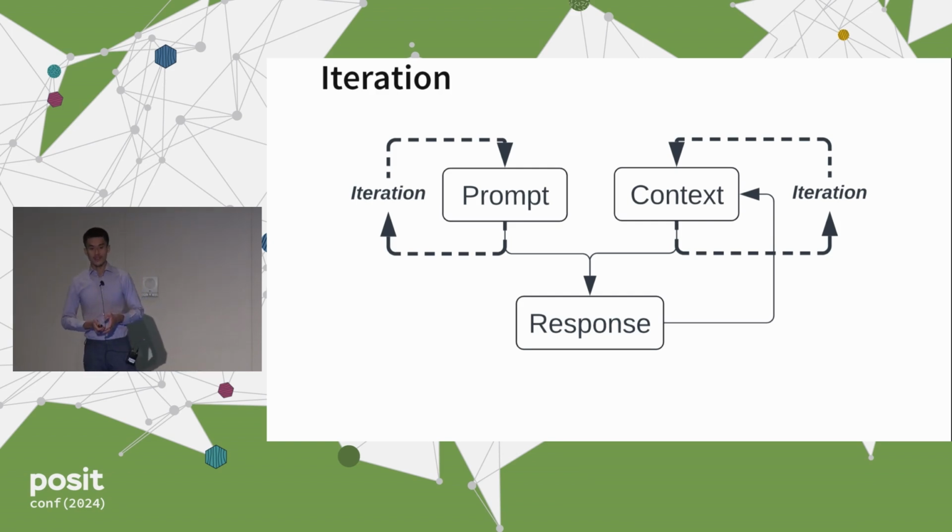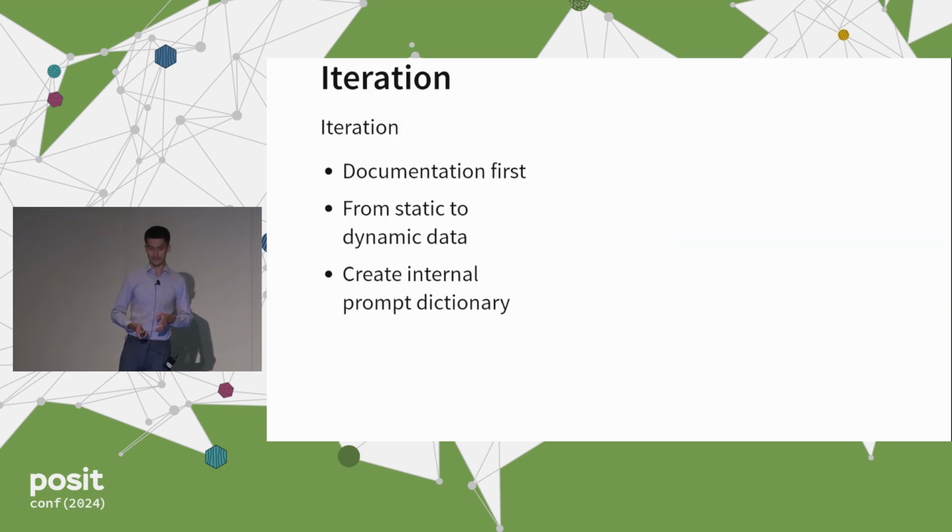Okay, the last part of this basic workflow is iteration. Iteration is the continuous improvement of your prompt or your context in order to improve the quality of your response. So the use of Copilot is not a one-time thing. You gradually improve your prompt and your response. I have 3 ideas to share with you when it comes to iteration. Number one, you do documentation first to enrich your context, the important part of iteration. Number 2, you iterate from static data to dynamic data. And number 3, you iterate from something that's task or project specific to something that can be used across the board as an internal prompt dictionary.